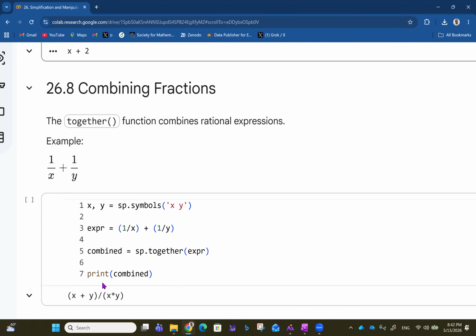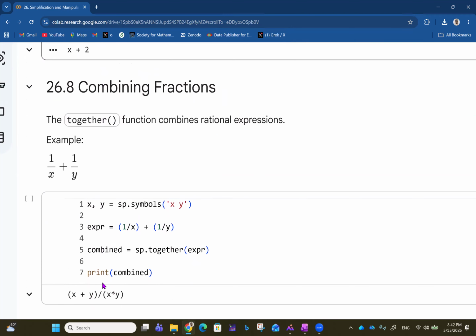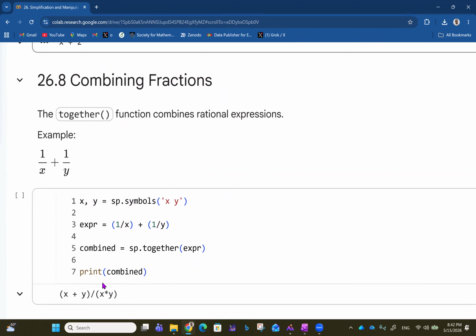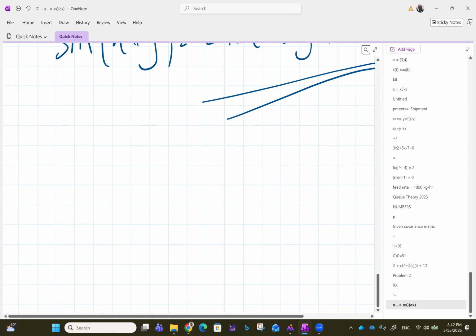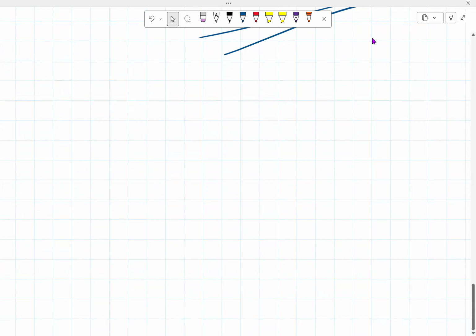Now we can combine fractions. I mean, this is a new one. I've not talked about this in any of the previous videos. The together function combines rational expressions. So example, you have 1 over x plus 1 over y. To deal with 1 over x plus 1 over y, I mean, that's an elementary thing.